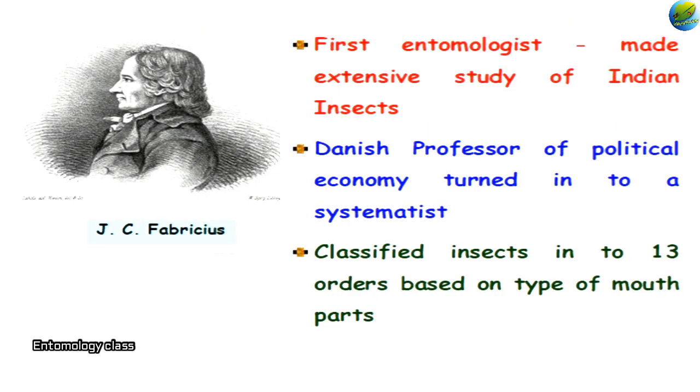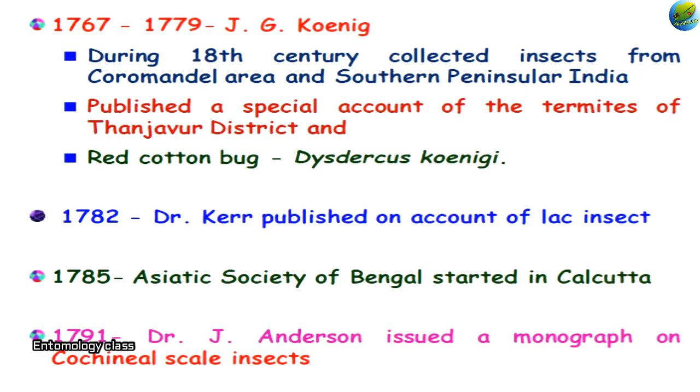Then followed by that, Fabricius had his own role in the collection of Indian insects. He is one of the finest entomologists. Then followed by him, Koenig. So from 1767 to 1779, Dr. Koenig collected insects from the Coromandel area and Southern Peninsular of India, and he published a special account of termites of Thanjavur District. And in memory of him, the most destructive pest, the red cotton bug, is named after Koenig by Fabricius as the Dysdercus koenigii.